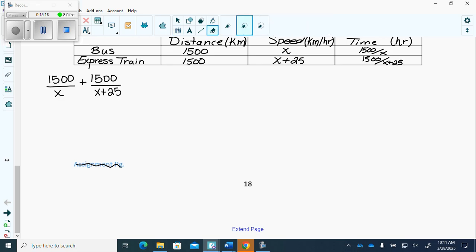Sorry. I did it a different way. Equals.